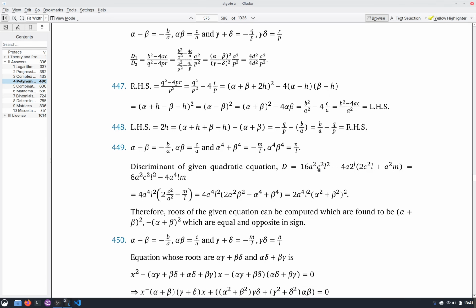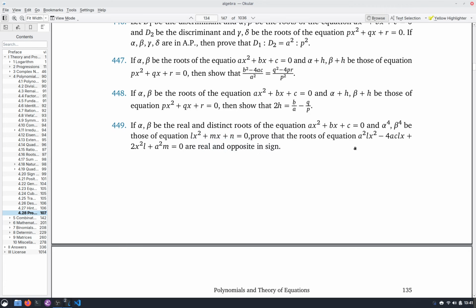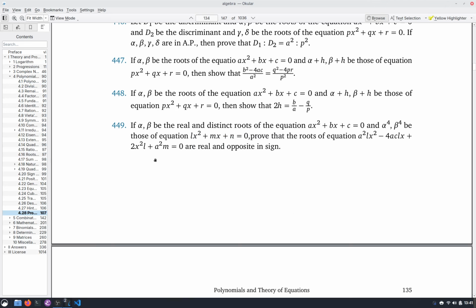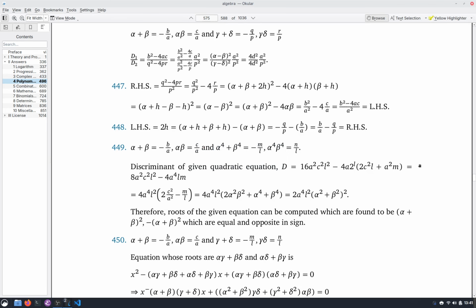okay, this is complicated. So this is 4acl, we square that, 16a square c square l square minus 4a into a square. This should be a square l. This should be 4a square l. Okay, this is wrong. Into 2c square l plus a square m. So this is c actually. This is not x. Okay, this is 2c square. I'll fix this. 2c square l plus m is equal to 8a square c square l square minus 4a to the power 4 lm.